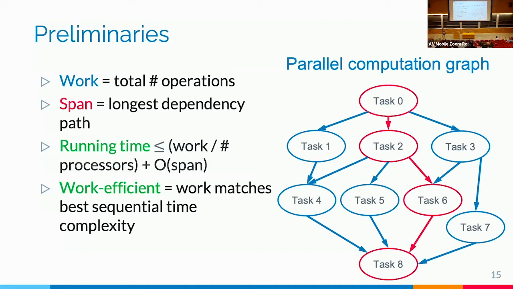We use this model because we can describe running time. It's upper bounded by work over the number of processors plus the span. And importantly, we'll try to create algorithms that are work-efficient. This just means that the work matches the best sequential time complexity.